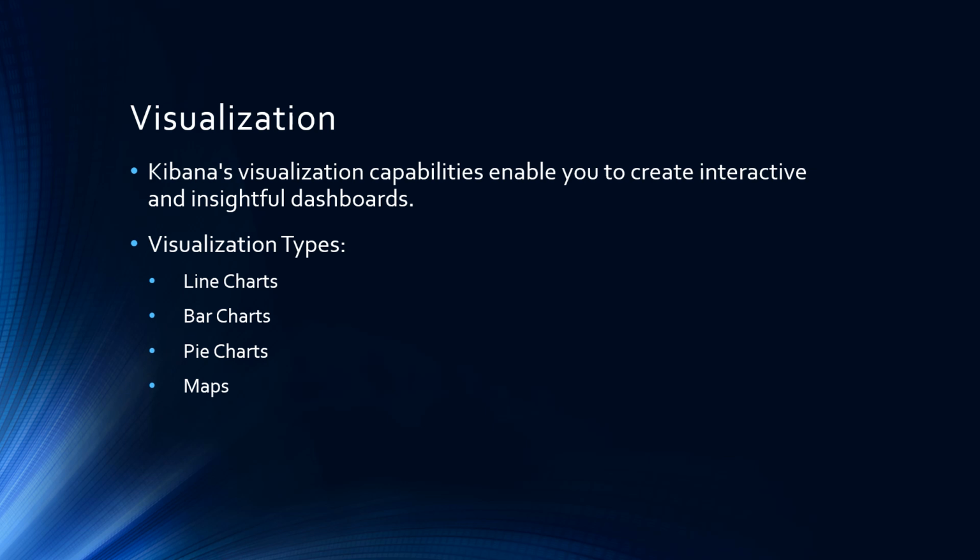Pie charts, while often overused, can be effective for showing proportions. However, I recommend using them sparingly and only when comparing a small number of categories. Some teams effectively use pie charts for things like storage usage by service or traffic distribution across regions. Maps can provide valuable insights for geographically distributed systems.